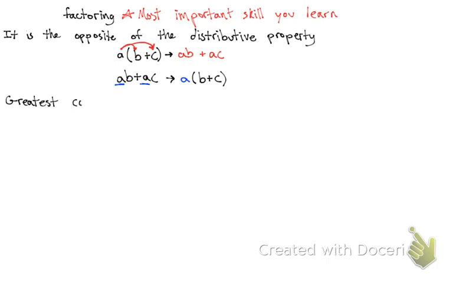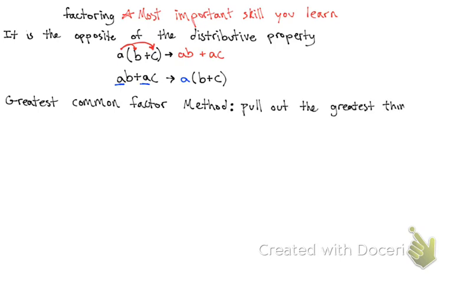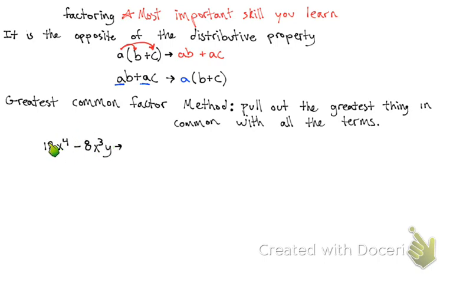Alright, so the first method that we're going to learn is called the greatest common factor method. So with this one, you're basically pulling out the greatest thing in common with all the terms. So, for example, if you have 12x^4 - 8x^3y. So you're looking at, in this case, both of these terms. The first one, 12x^4. The next one, negative 8x^3y, and seeing what they both have that's in common.